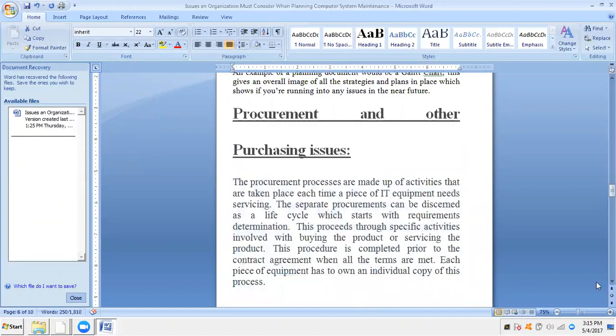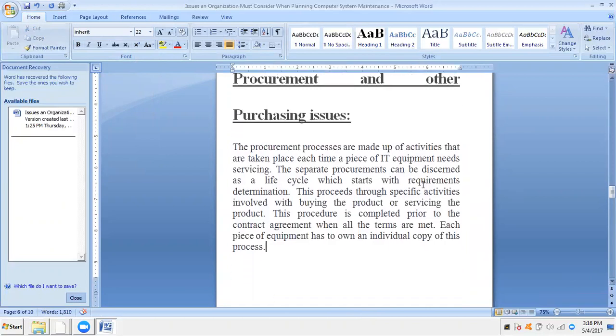So what is the procurement process? It is a set of activities that take place each time a piece of IT equipment needs servicing. Procurement can be discerned as a life cycle, which starts with the requirement determination. This proceeds through specific activities involved with buying the product or servicing the product. This procedure is completed prior to the contract agreement when all the terms are met. Each piece of equipment has to own an individual copy of this process.